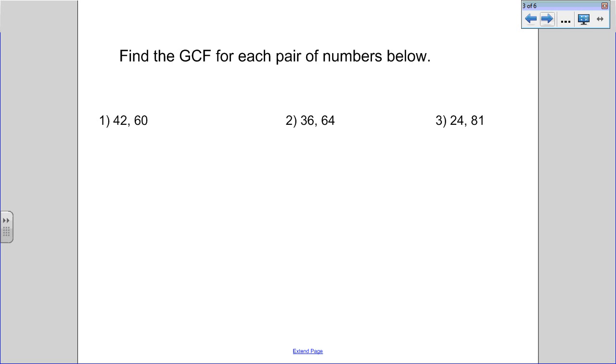Does 42 divide into 60? Eli's shaking his head no. Someone said yeah. If you're not sure, ladies and gentlemen, how are you going to test this? On your calculator. So you get those calculators out.